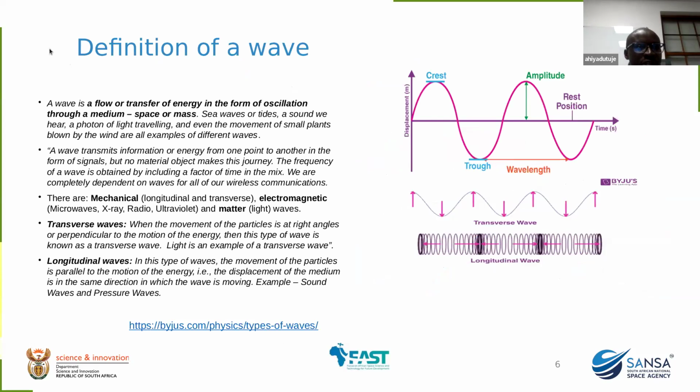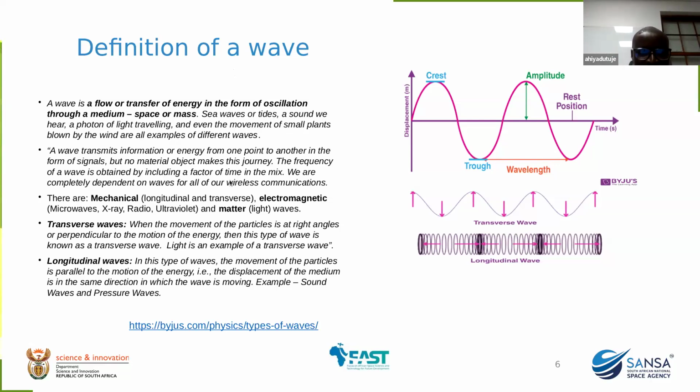So we are going to start by defining a wave. What is a wave? A wave is a transfer of energy in the form of oscillation through a medium, or simply you can say it is the transfer of energy from one place to another in the form of perturbations. For example, you have a sea wave, tide, sound, light, and even the movement of small plants which are blown by the wind. Those are examples of waves.